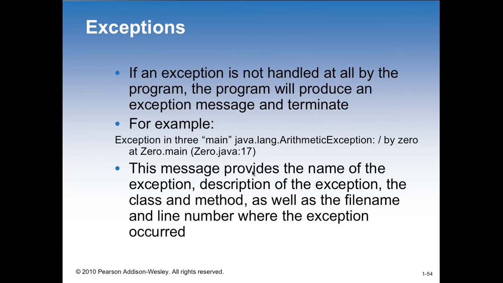If the exception is not handled at all, the program will produce an exception message and then terminate. As an example, here's one here: arithmetic expression divide by 0. That happens all the time, actually. Who's going to catch that one? Especially if that only happens once or twice, a blue moon, and stack filled up or something. The message provides the name of the exception, a description of the exception, and the class and the method that the exception occurred in, as well as the file name and the line number where the exception actually occurred, which makes it handy.